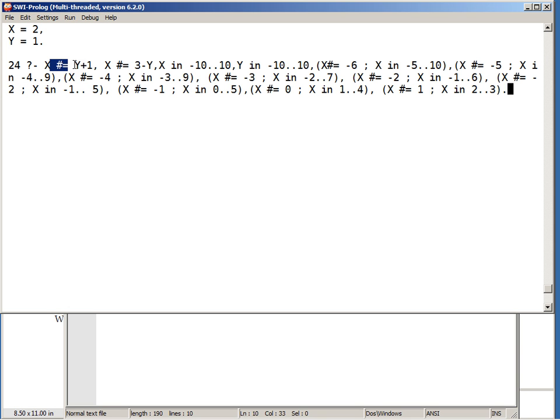The entire CLPFD library is written in Prolog. It's not written in C or anything. The Prolog compiler has not been changed in any way to accommodate constraints, all right? So in a way, you can say, well, this is still Prolog with just one library. But it looks like a new language. It looks like it has its own operators.